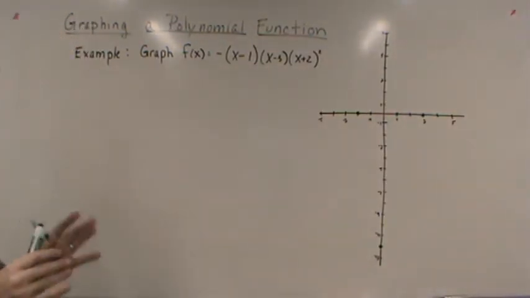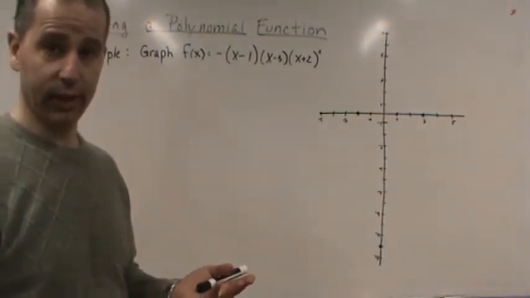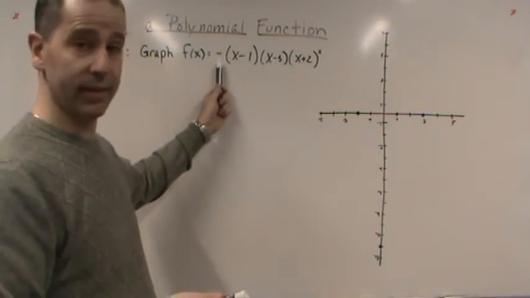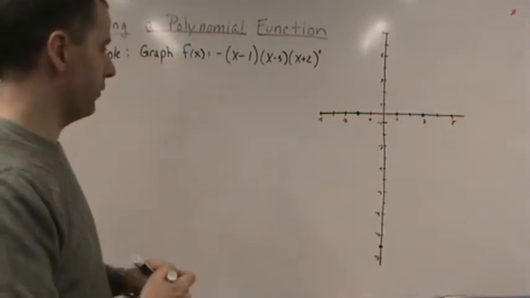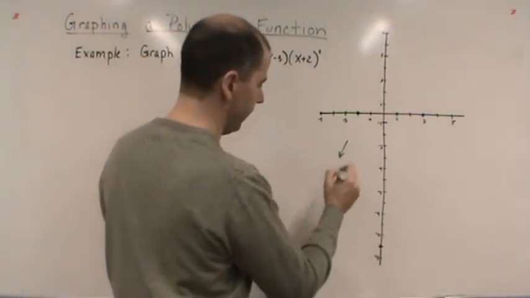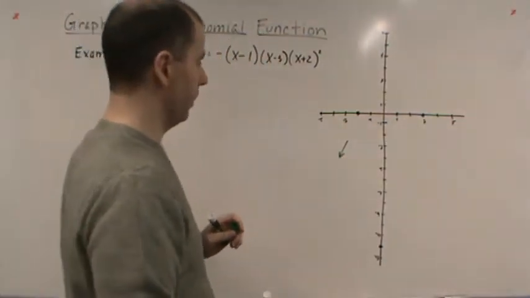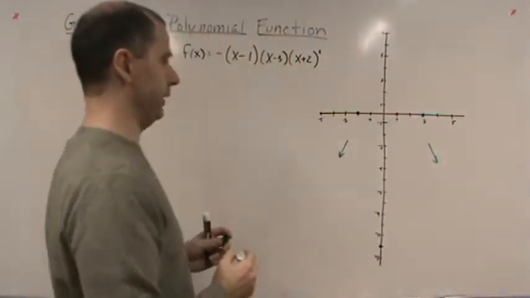So, since it's even, we know the end behavior is the tails are going to go in the same direction, and the fact that we have this negative sign here means that both tails are going to go down. And so we know that it's going to look something like this over here and something like that over here.